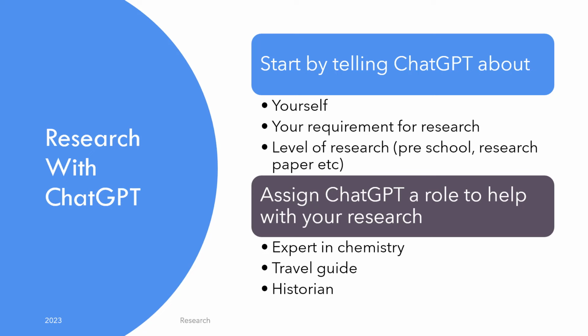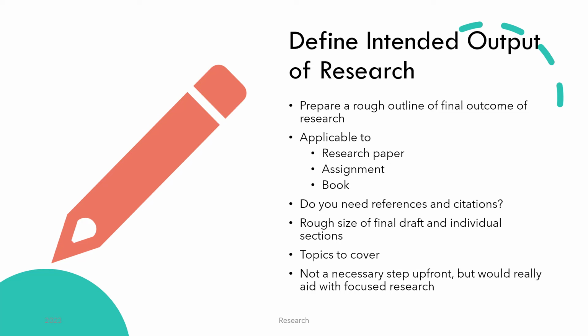Then you can optionally assign a role to ChatGPT to help you with your research. As an example, if you are an archaeologist, you can assign it the role of a historian to help it with your research. The next logical step is to come up with a rough outline of the final draft you are trying to generate.